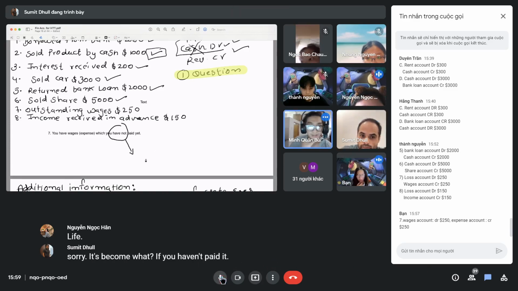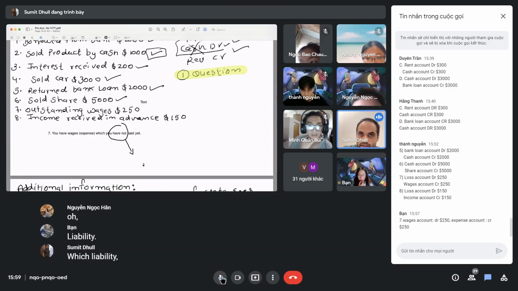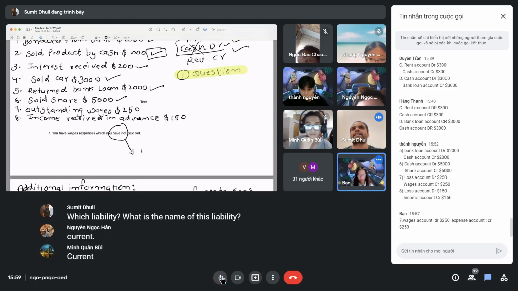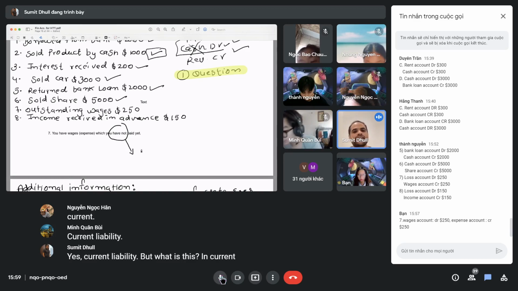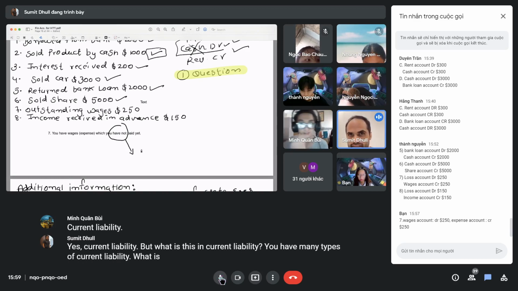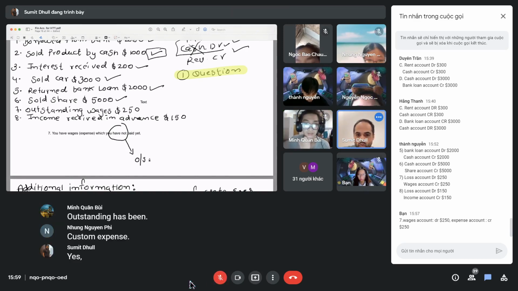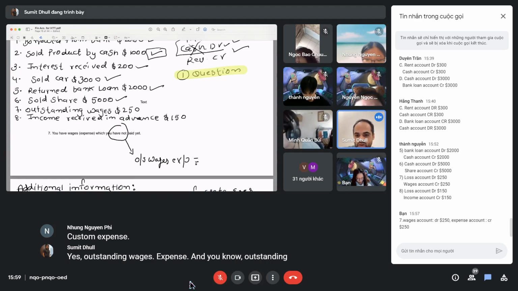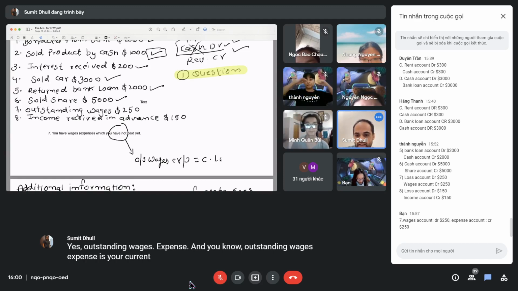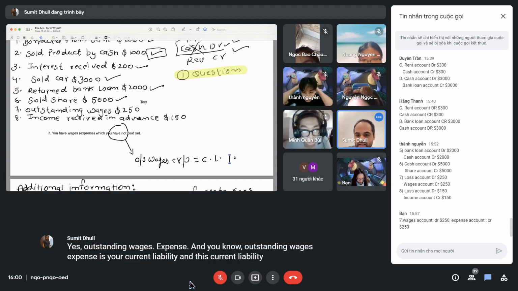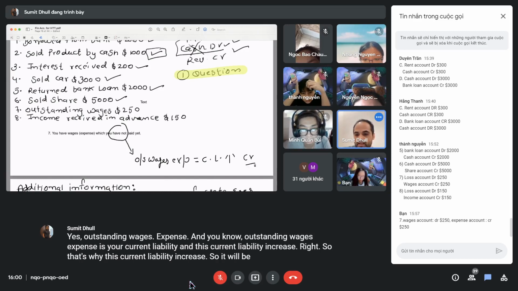Which liability? What is the name of this liability? Current liability. Yes, current liability, but in current liability you have many types. What liability is it? Outstanding expense. Yes, outstanding wages expense. Outstanding wages expense is your current liability, and this current liability increased, so it will be credit.